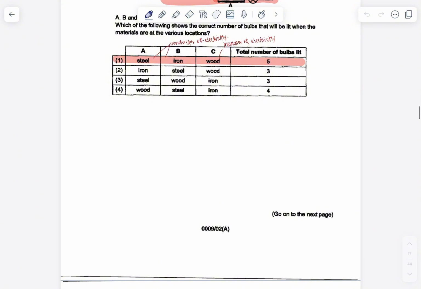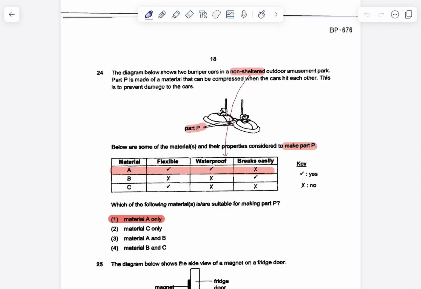Question 24. The diagram below shows 2 bumper cars in a non-sheltered outdoor amusement park. Part P is made of material that can be compressed when the cars hit each other. So this is to prevent damage to the cars. Below are some of the materials and their properties considered to make part P. Since it is not sheltered, it is susceptible to rain, so the material should be waterproof. As there's a lot of bumping involved, the material should also be flexible and not break easily. So that is material A only. So the answer for question 24 is 1. A only.